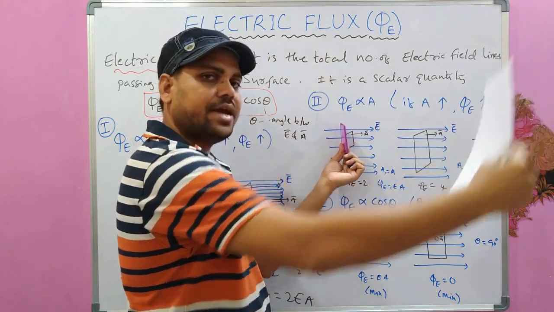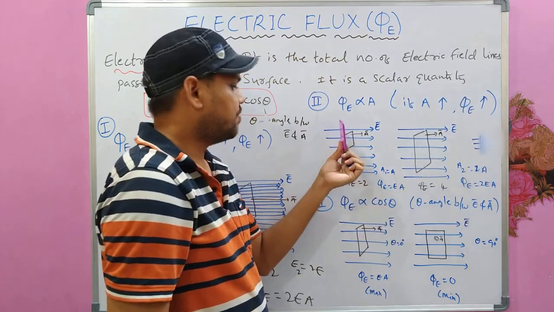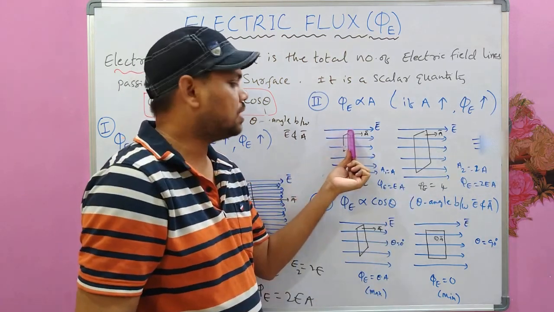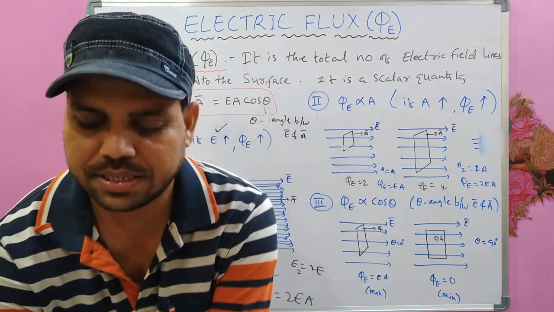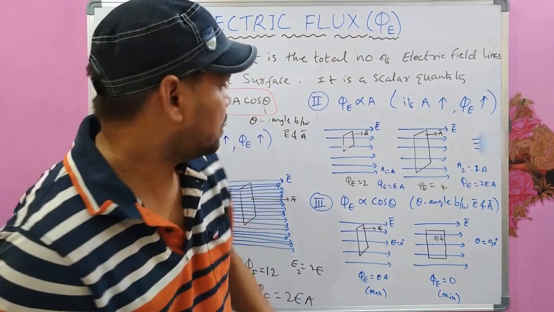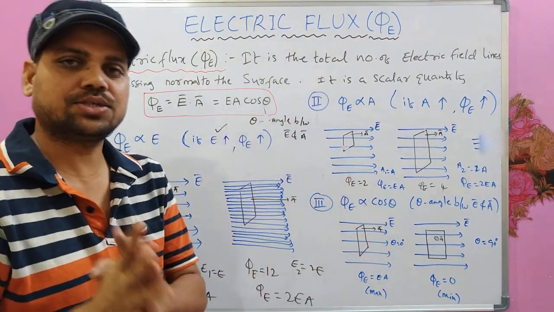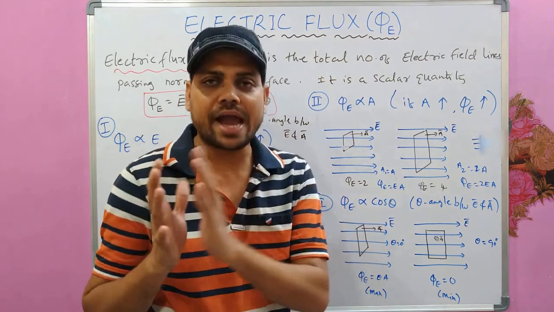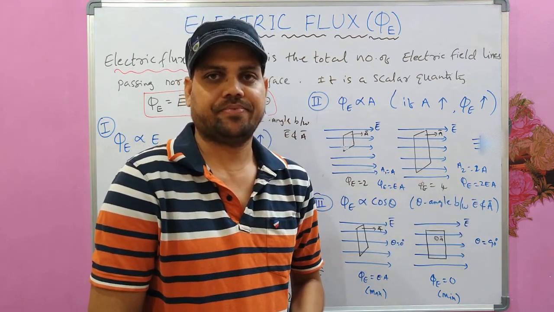And obviously, if area is big, more number of lines will pass through it. Flux will increase. If area is small, less number of lines will pass through it. So flux will be smaller. So very simple to understand. Okay. So now let us see how electric flux linked to the area of the surface is depending on the angle between electric field and area vector.